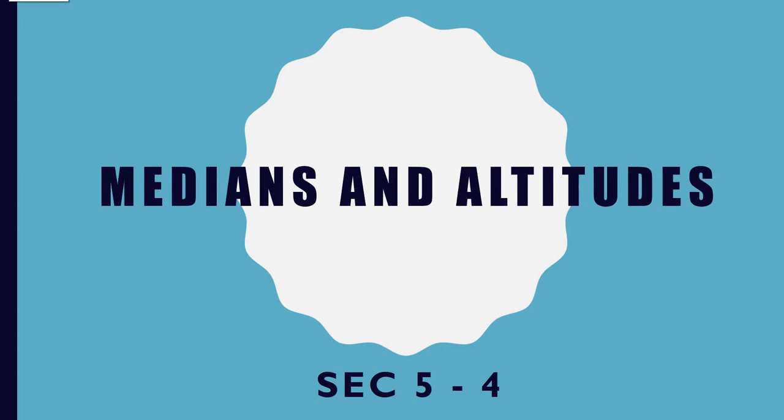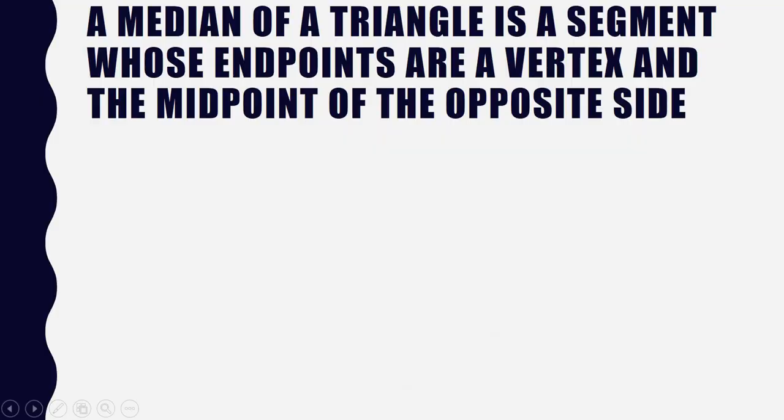Section 5.4 is medians and altitudes. So the median of a triangle is a segment whose endpoints are a vertex and the midpoint of the opposite side. So a median would start at the vertex and go to the midpoint of the opposite side. And that's what we would call a median.